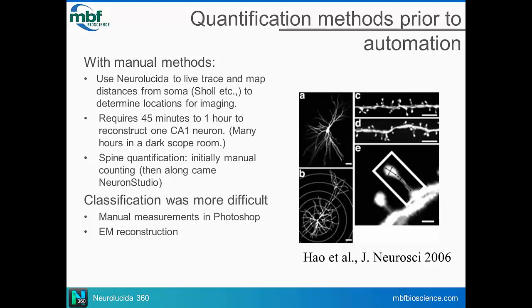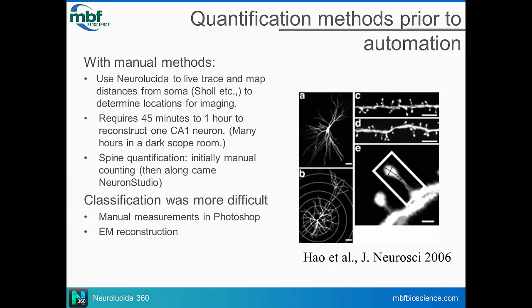Well, when I first started, we did it all manually. We would do live tracing of neurons using Neurolucida. At first it took a long time, but as we got better, it would still take about 45 minutes to an hour to reconstruct a pyramidal neuron from the CA1 of the hippocampus. It was many, many hours in a dark room and hunched shoulders. I would go to sleep, close my eyes, and I would just see green neurons everywhere.